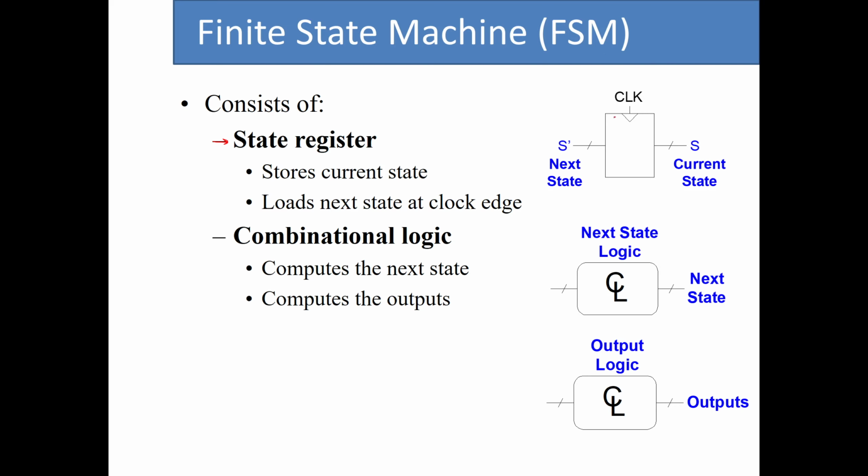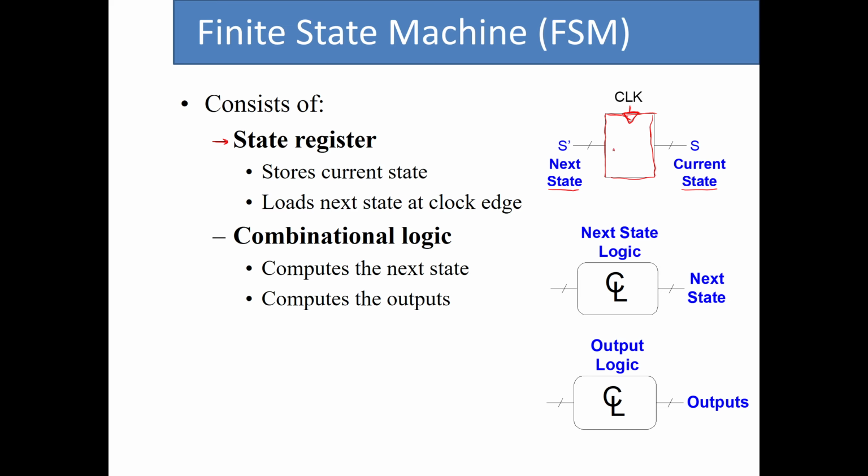So if you remember from before, the basic design that we used for the flip-flops or the registers was something like this. We had a rectangle, we had the clock that was signified with this triangle, and then on the left side of this state register we have S prime, which represents the next state of the system, and we have S on the right side, which is representative of the current state of the system.